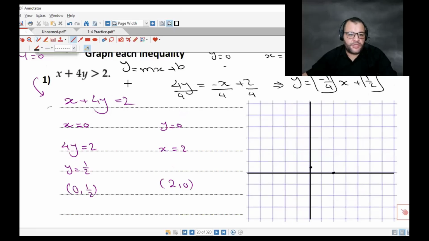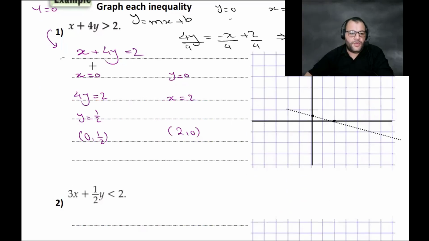So it will be done this way. This would be a dashed line. Why a dashed line? Because it's more than or less than. Any problem for this one? If it's more than or equal, it will be a solid line, not a dashed line. But if it's more than only or less than only, it will be a dashed line, a dotted line.